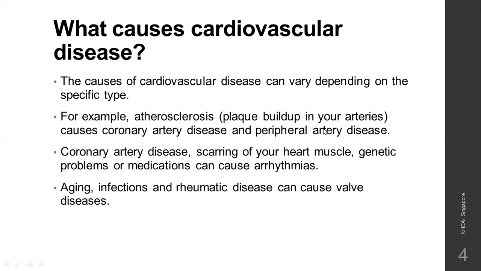So coronary arteries are the arteries of the heart. The heart also gets its own blood supply through the coronary arteries. Coronary arteries and peripheral arteries. Peripheral arteries are the arteries of your extremities. Lower extremity is your legs, upper extremity is your hands. So coronary arteries and peripheral arteries are the arteries which usually get affected by atherosclerosis.